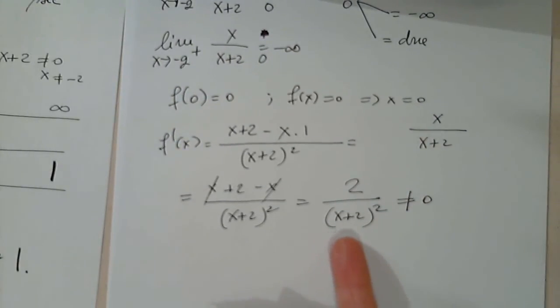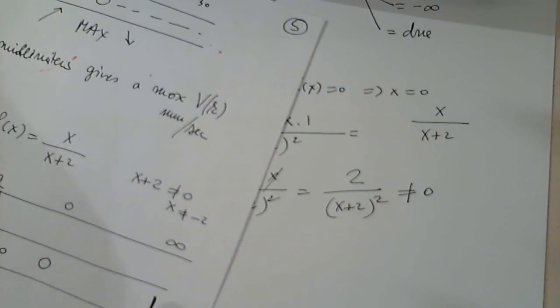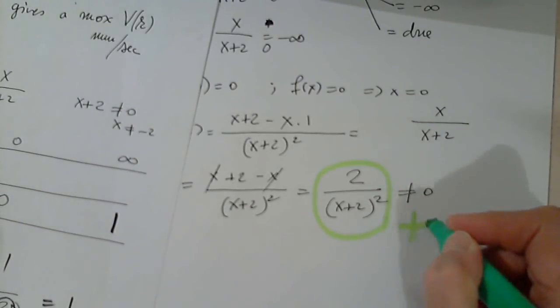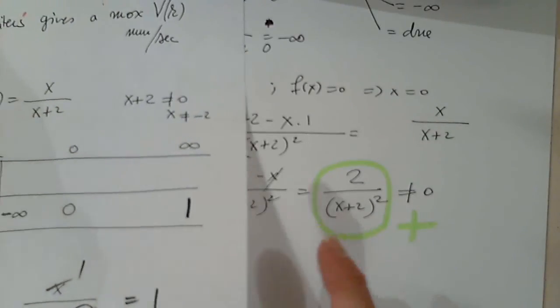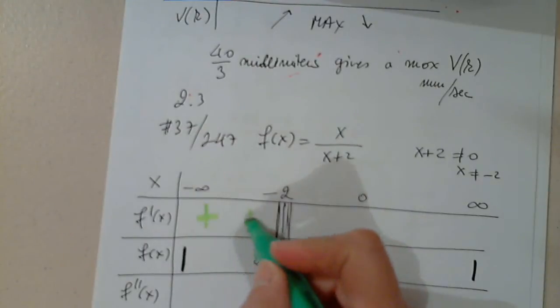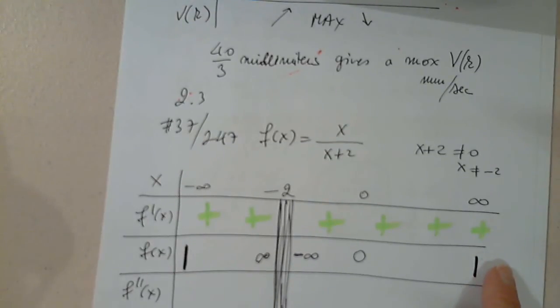And it's never undefined where the function is defined. So there are no critical numbers whatsoever. Furthermore, this derivative is always positive, no matter what number you plug in, because it's x plus 2 squared. So I come back to my chart. I put the sign of the first derivative as being always positive.